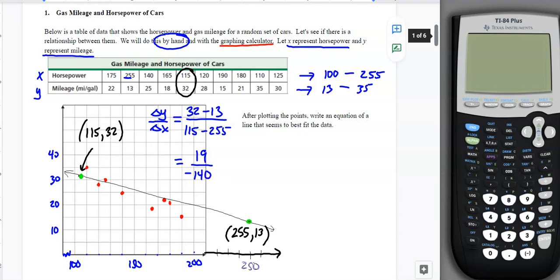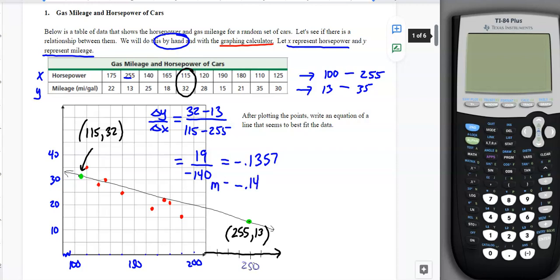So there's my slope, and since this is an application problem, we're going to go ahead and use decimals. So I'm going to divide this out. I know normally we don't, but we're going to do it here. Negative 19 divided by negative 140 is, I'm getting negative 0.1357, and so on. Let's just round that and call that negative 0.14. All right, so the slope is negative 0.14.